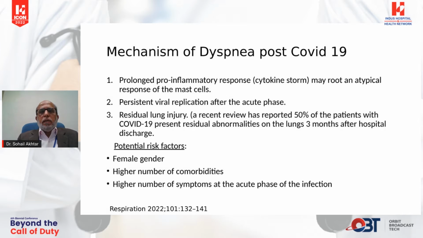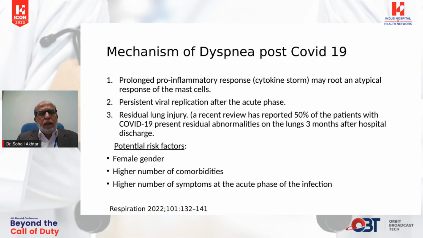So why does dyspnea develop post-COVID? Three possible mechanisms: pathophysiology, prolonged pro-inflammatory response may root an atypical response of the mast cells. There may be persistent viral replication after the acute phase, although the world has come to a conclusion that even if PCR is positive after 30 days, 15 days, it does not necessarily implicate that the virus is actively multiplying. The third, which is the most feared, is residual lung injury or lung fibrosis.